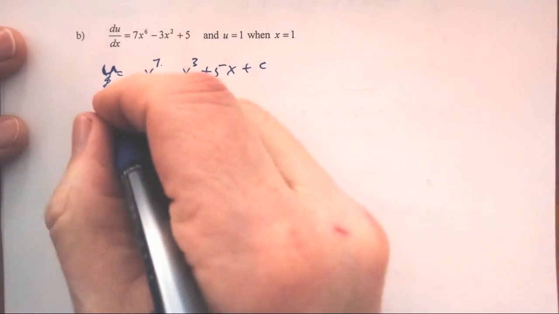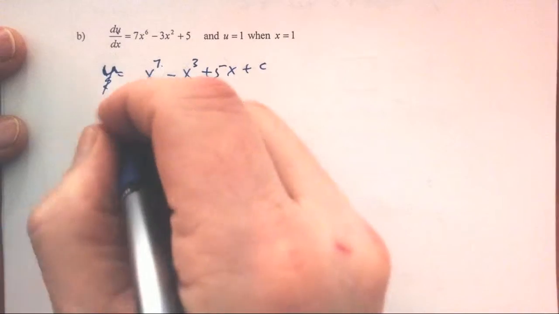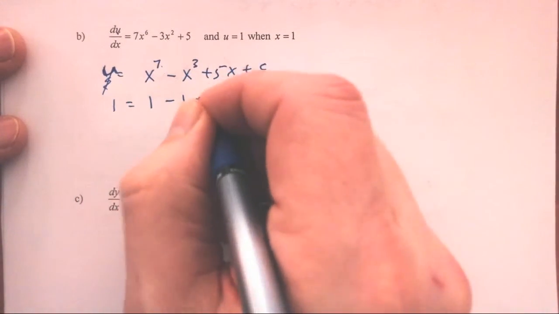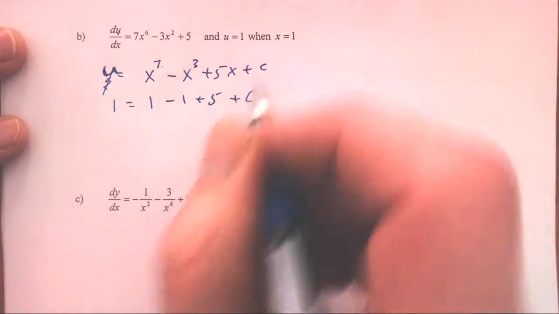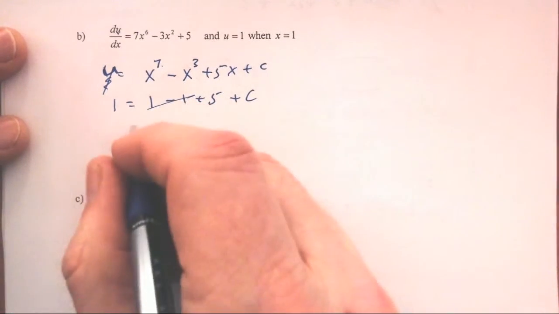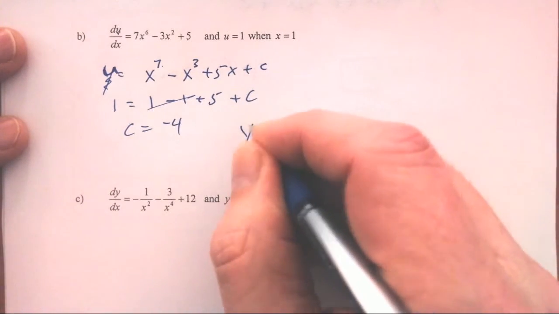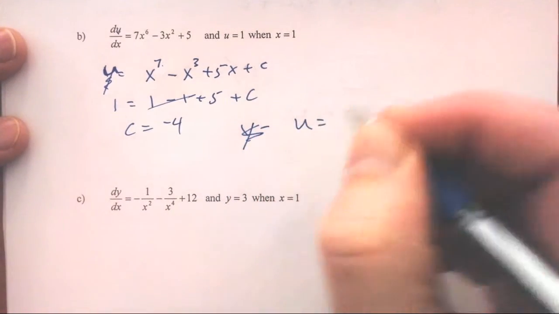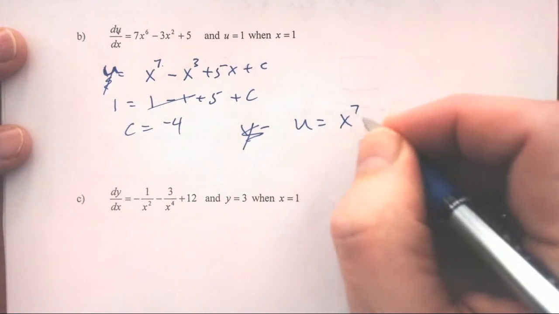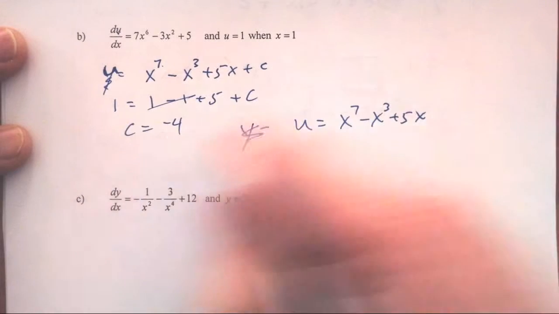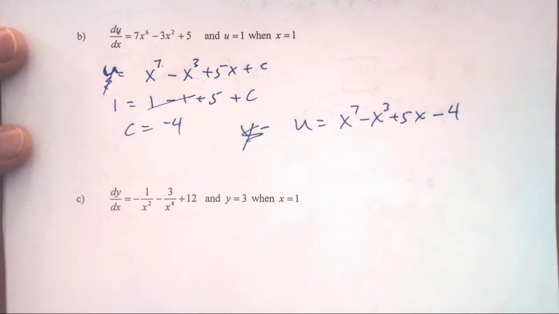All right, u is 1 when x is 1. So 1 to the 7th minus 1 to the 3rd plus 5 times 1 plus c. Cancel, subtract 5. C is negative 4. So final answer, I did it again. u equals x to the 7th minus x to the 3rd plus 5x plus negative 4, or minus 4.